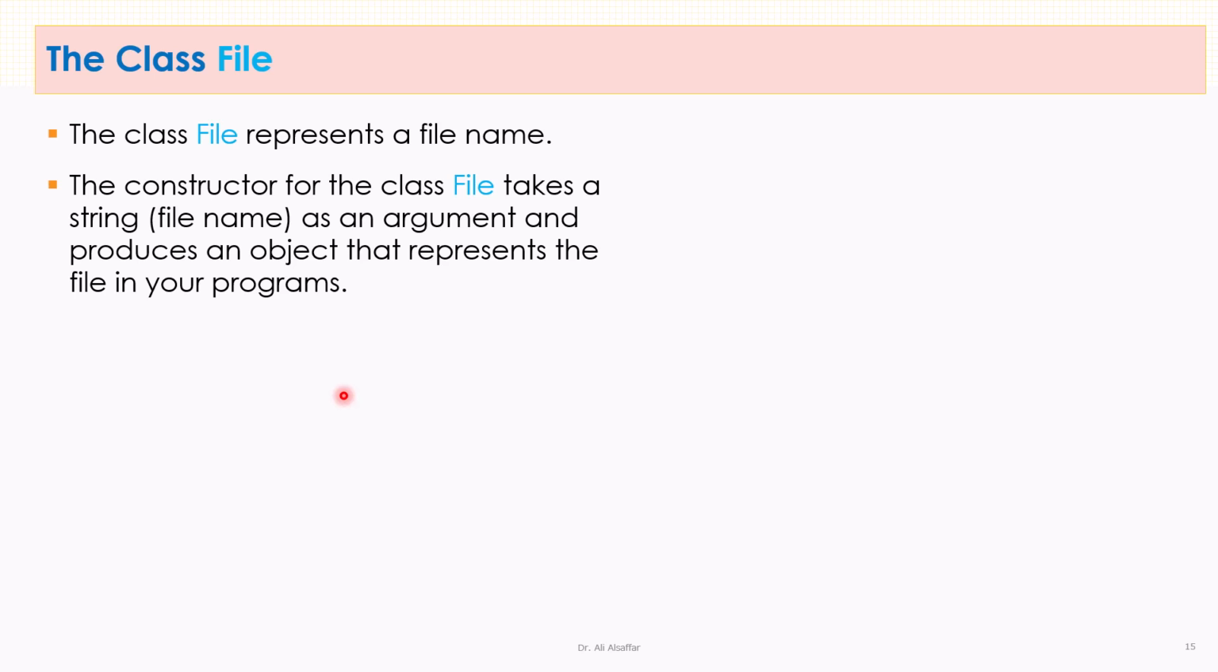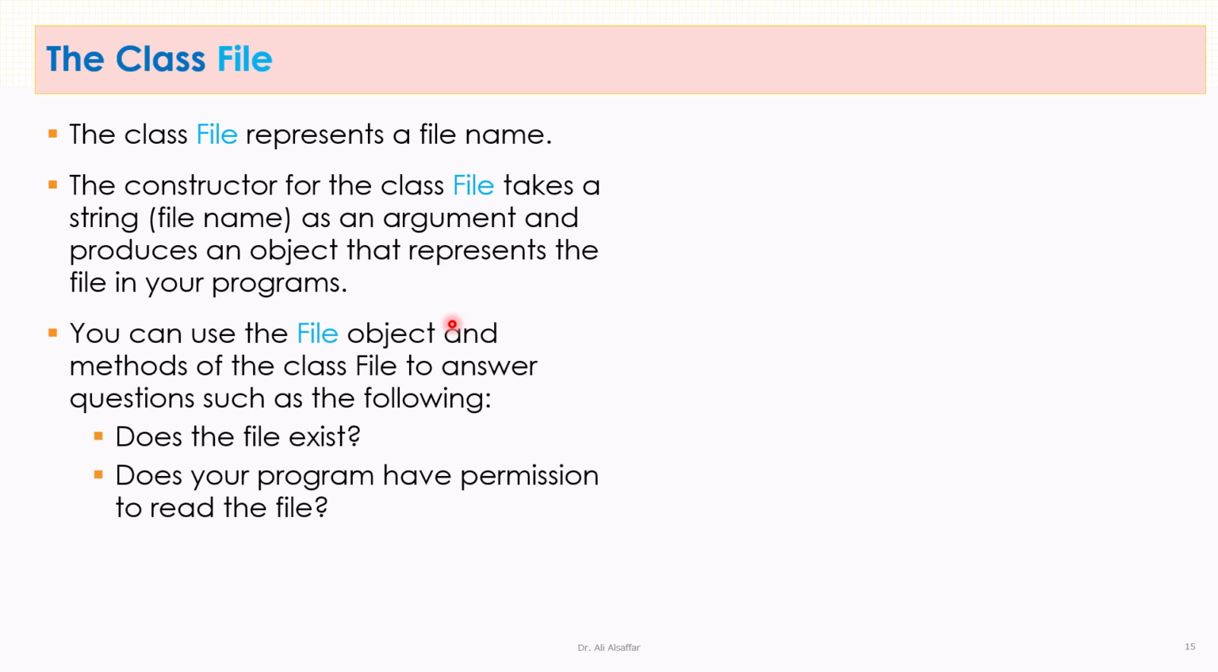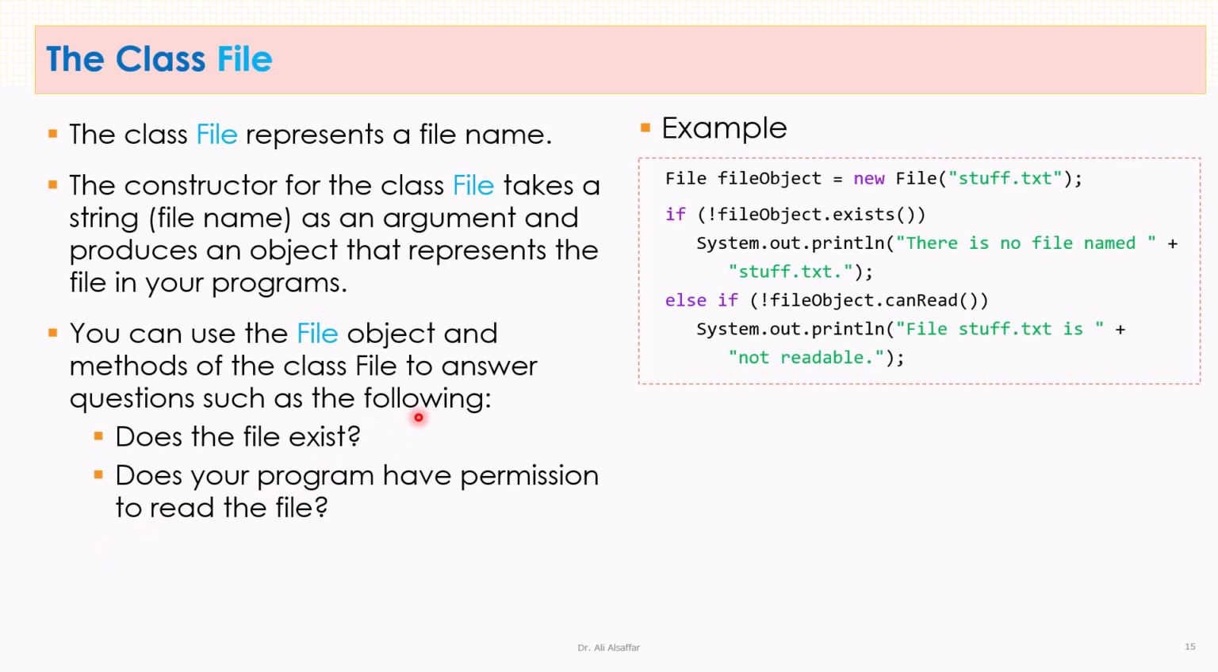As you have seen in the previous example, when reading from a text file, the constructor for the class File takes a string, which is the file name, as an argument and produces an object that represents the file in your programs. Since it is an object, it has some methods that are very useful to answer questions such as, does the file exist? Or does your program have permission to read the file? Or what is the size of the file? To see how to use an object created from the File class, here is an example.